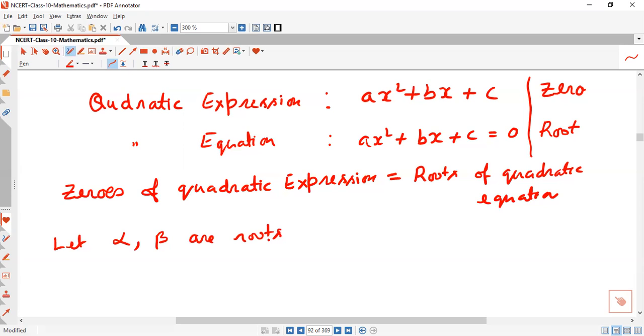And you know very well that alpha plus beta is equal to what? The sum of both the roots is equal to minus b upon a. And we know that the product of both the roots is c upon a. So the sum of both the roots is minus b upon a, and the product of both the roots is c upon a. But the method we will follow, factorization, is the most important method.